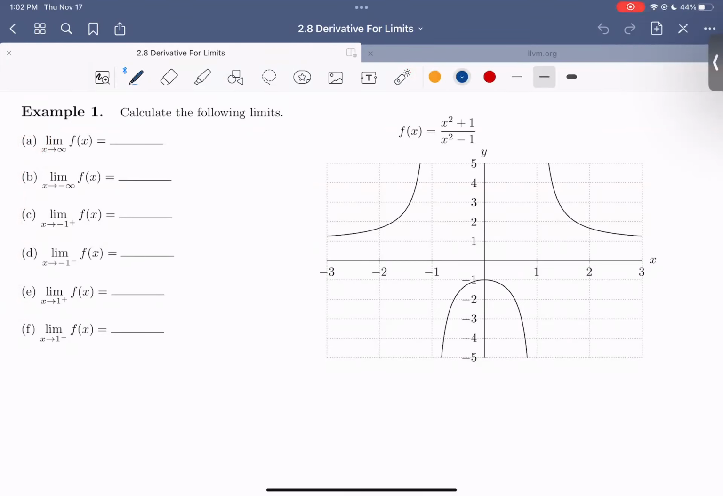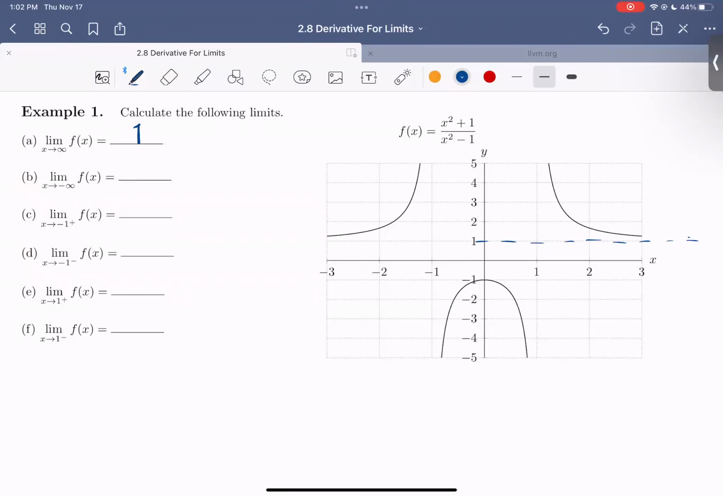So for part A, the limit as x goes to infinity of f of x. For that, what we want to look at is the x-axis. And now we're taking x, or the input, going to infinity. So it gets larger and larger. It looks as if the function value as x gets larger and larger approaches 1. So we'll put 1 here.